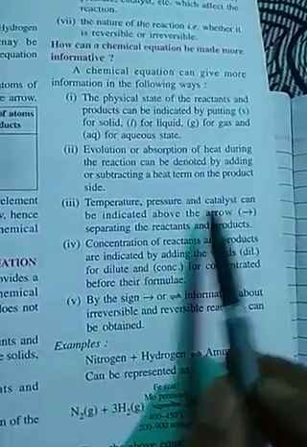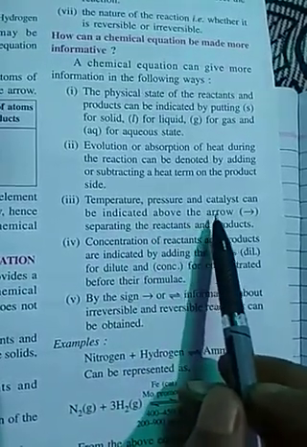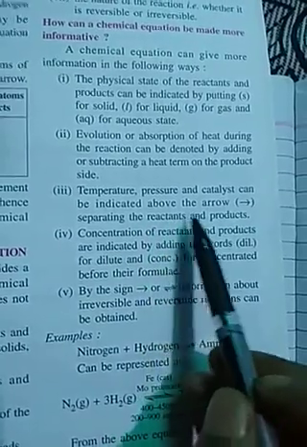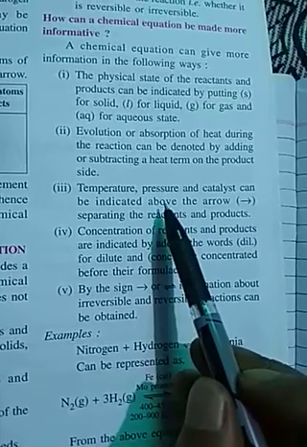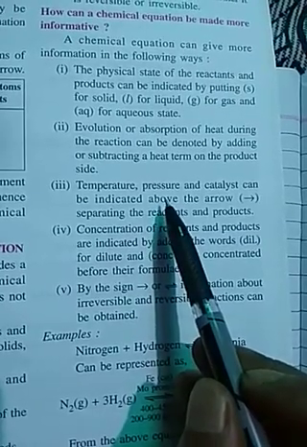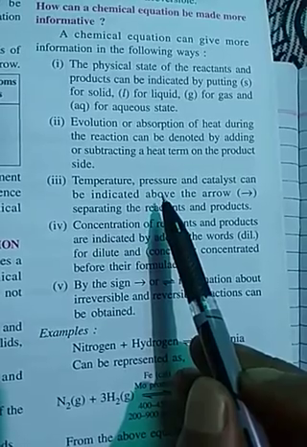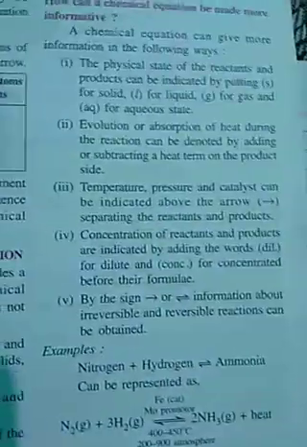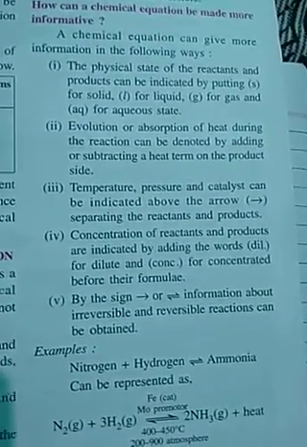So temperature, pressure and catalyst can be indicated above or below the arrow separating the reactants and products. Whether you write above the arrow or below the arrow, normally temperature and pressure are written above the arrow, and even the catalyst is normally written above the arrow.